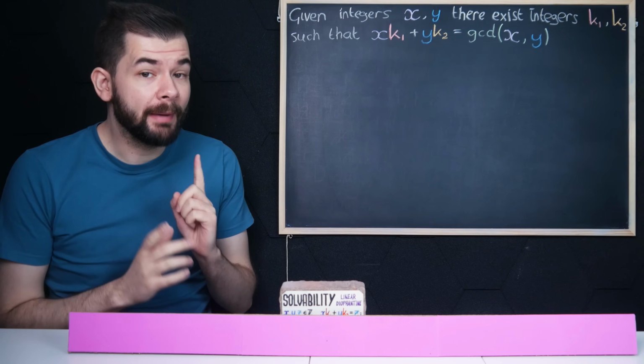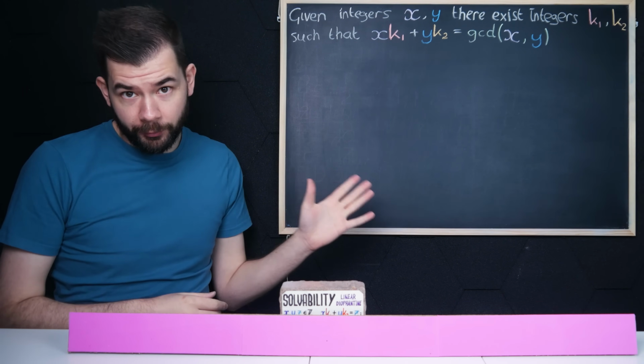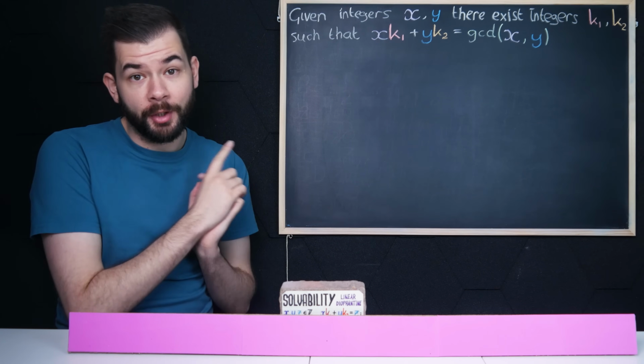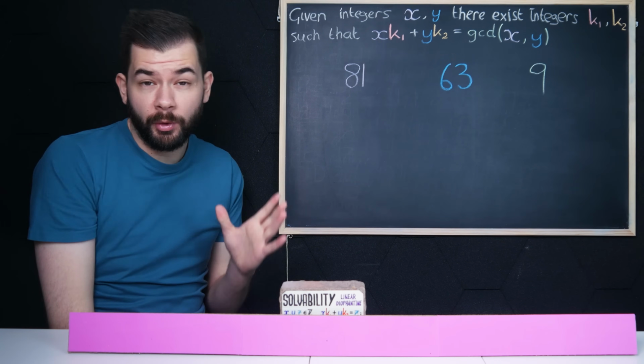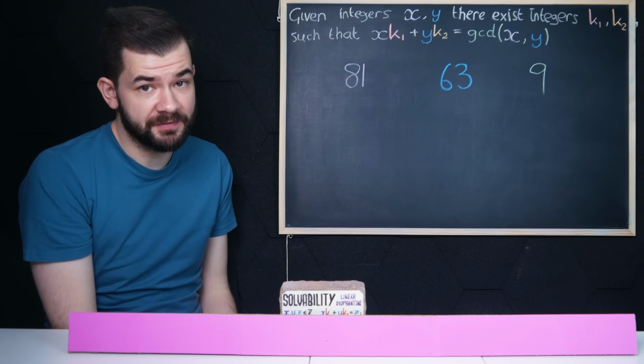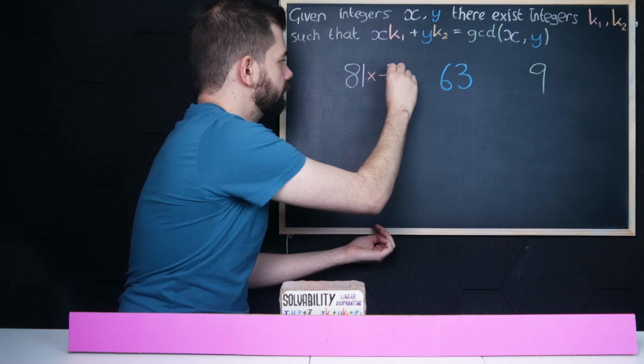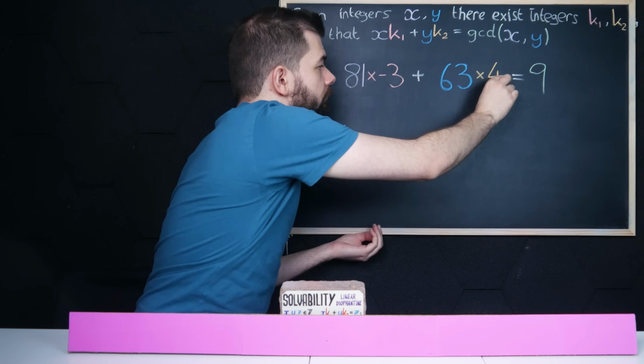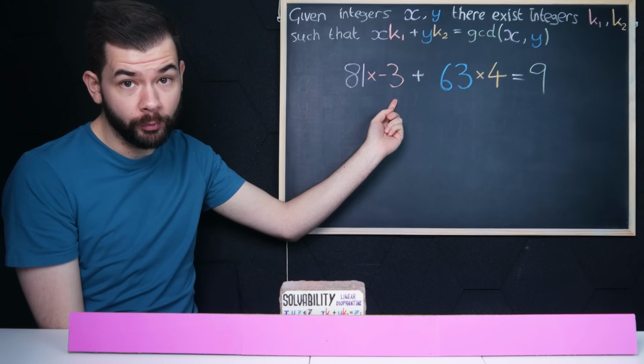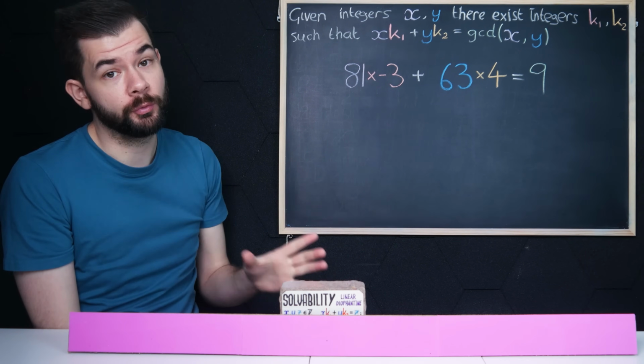Welcome back, and as a reminder, this is the result we wanted to prove. And to build your intuition, let's just look at a couple of examples. So consider 81 and 63, whose greatest common divisor is 9. It turns out if we take negative 3 lots of 81 and 4 lots of 63, they sum to 9. So in our case, the k1 would be the negative 3, and k2 would be 4.